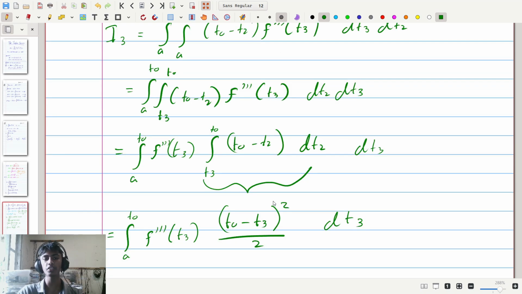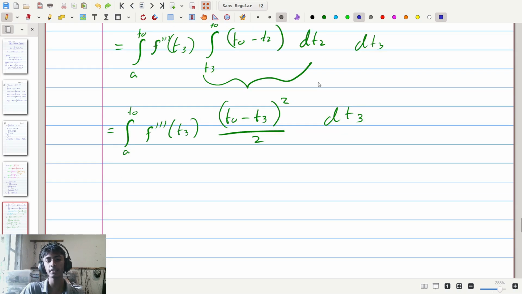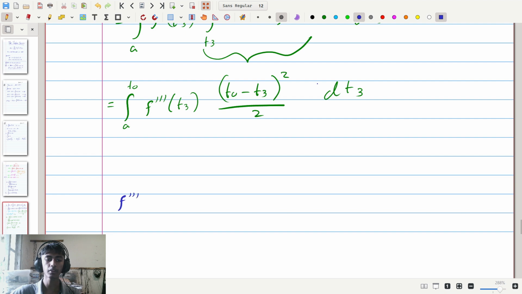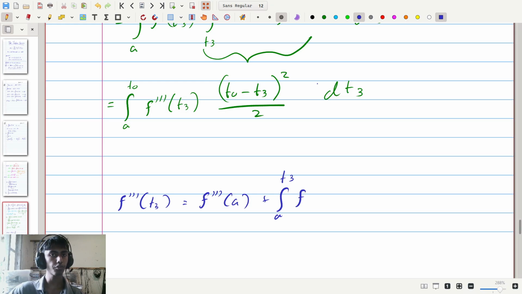Now what we are going to be doing at this point is what we did previously, which is breaking this integral into two pieces using the formula for f triple prime of t3. Up there I didn't actually write the value of f triple prime of t3, but we're going to write it down here. F triple prime of t3 is going to be f triple prime evaluated at a plus the integral from a up to t3 of f quadruple prime, which I'm going to write as f4 at the top right to indicate the fourth derivative of f, evaluated at some variable which is going to be t4 to match the pattern, dt4.